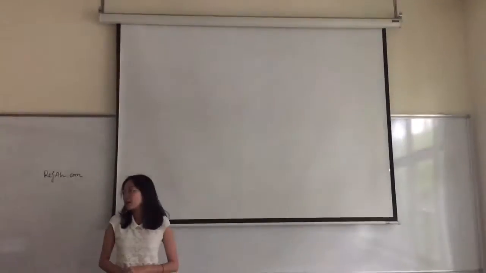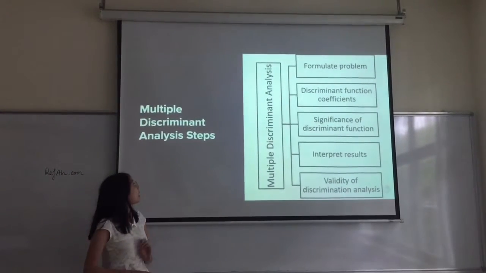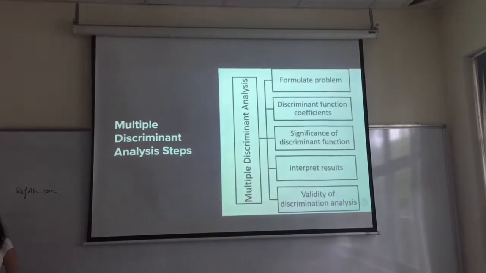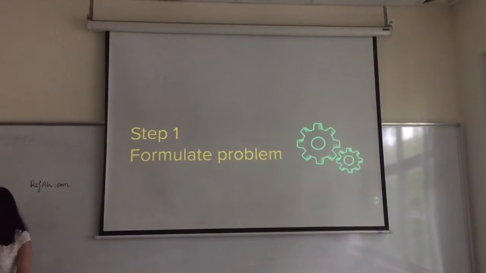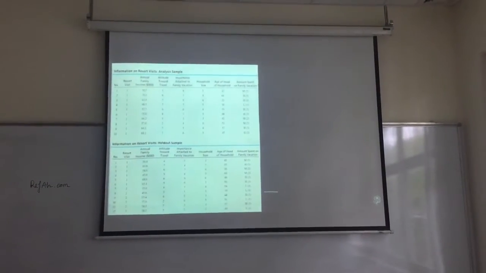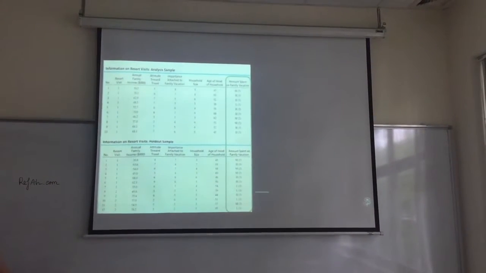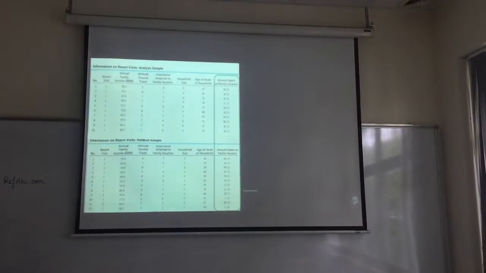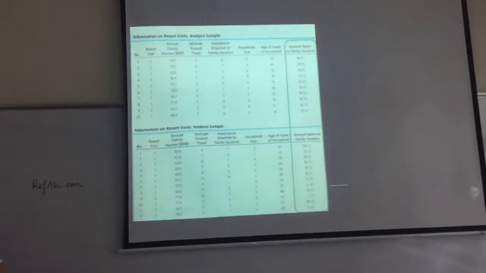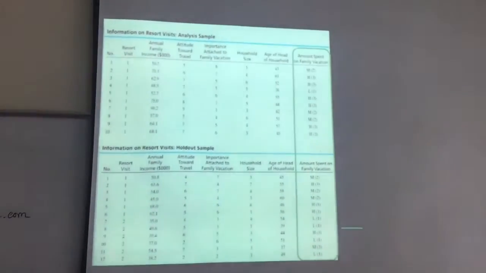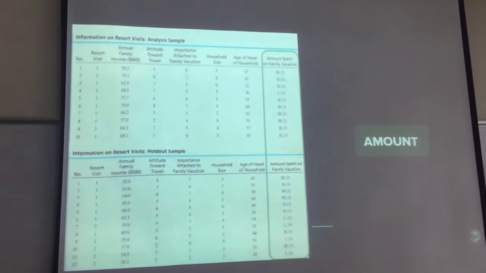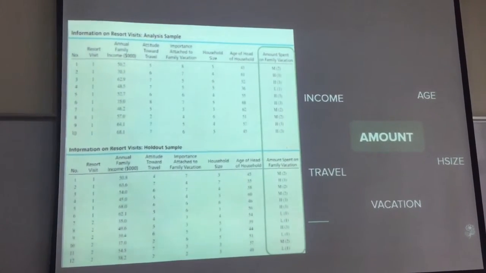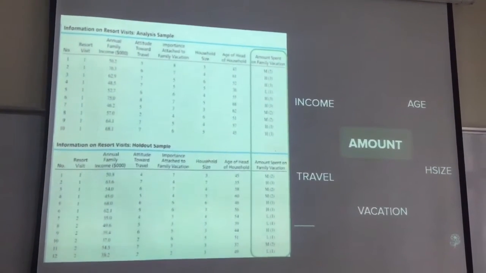Now first, let's start off with the steps to analyze the multiple discriminants. We have a total of 5 steps, and now let's jump into the first step, formulate problem. In the last column of this table, the households are classified into 3 categories: high, medium, and low. And the question is whether the households that spend high, medium, or low amounts on their vacation, which is amount, can be differentiated in terms of annual family income, travel, importance attached to family vacation, household size, and the age of the head of household.